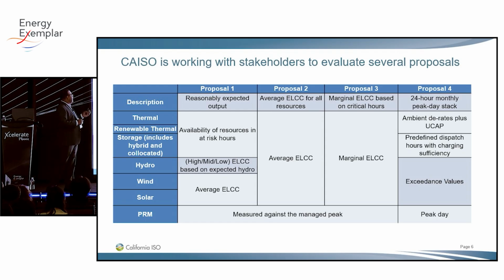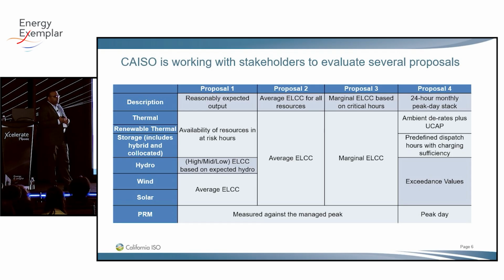Hydro wanted ELCC based on expected hydro, because we have about 9,000 to 10,000 megawatts of hydro in our system. It's very dependent on snowfall and hydrological conditions in our state. So the idea was that these values change annually.